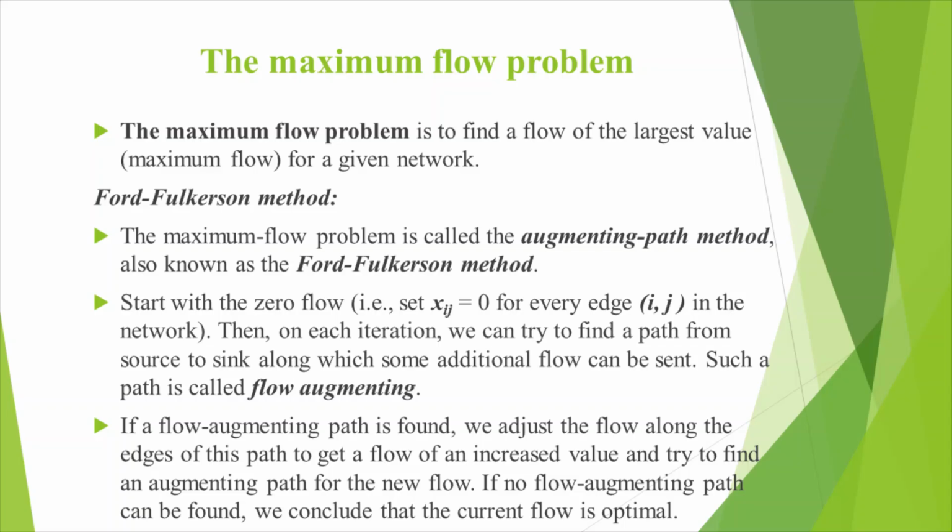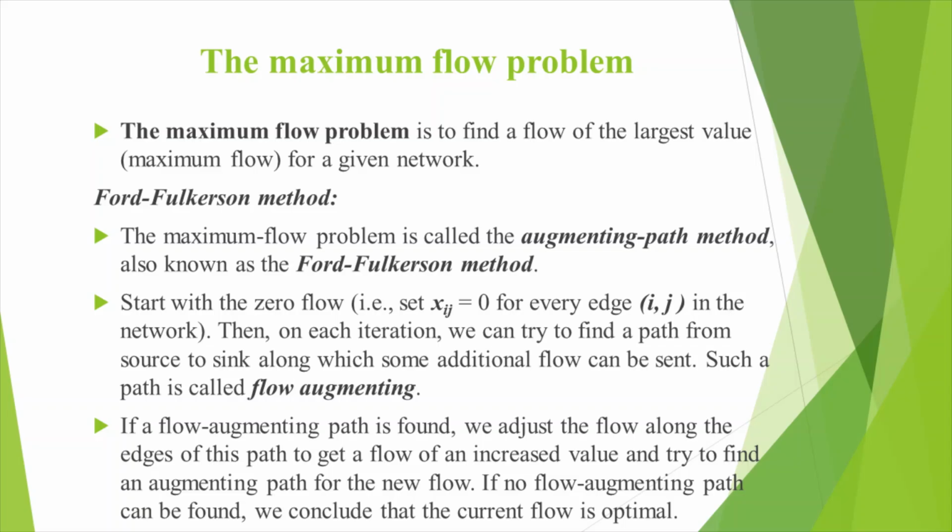If a flow augmenting path is found, we adjust the flow along the edges of this path to get the flow of an increased value and try to find an augmenting path for the new flow. If no flow augmenting path is found, then we can say that the current flow is optimal.